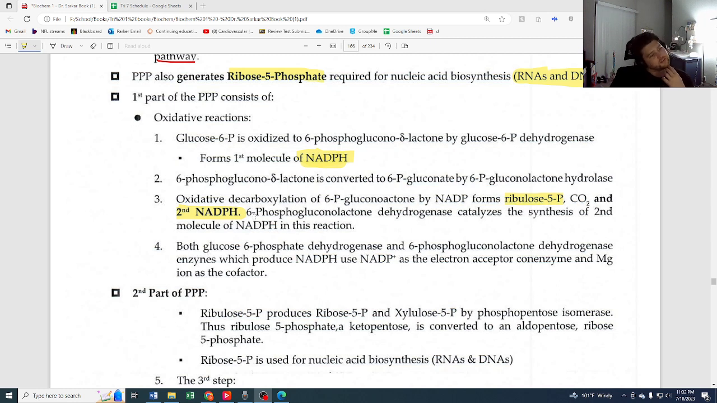So 6-phosphogluconate dehydrogenase catalyzes the synthesis of a second molecule of NADPH in this reaction. Both glucose 6-phosphate dehydrogenase and 6-phosphogluconate dehydrogenase, which produce NADPH, use NADP plus as the electron acceptor coenzyme, and magnesium ion as the cofactor. Magnesium ion. You'll learn later on just how important magnesium really is.